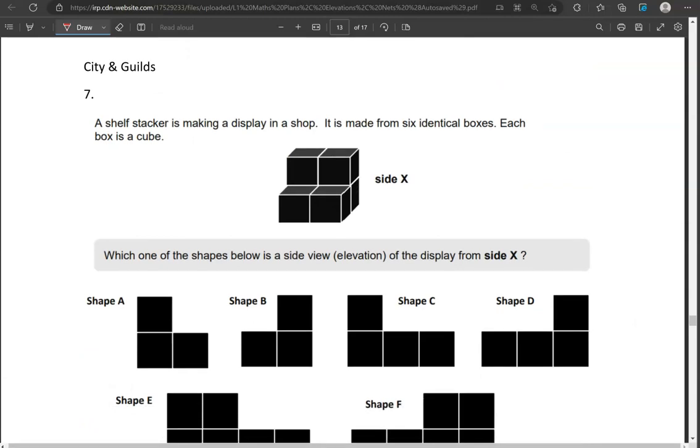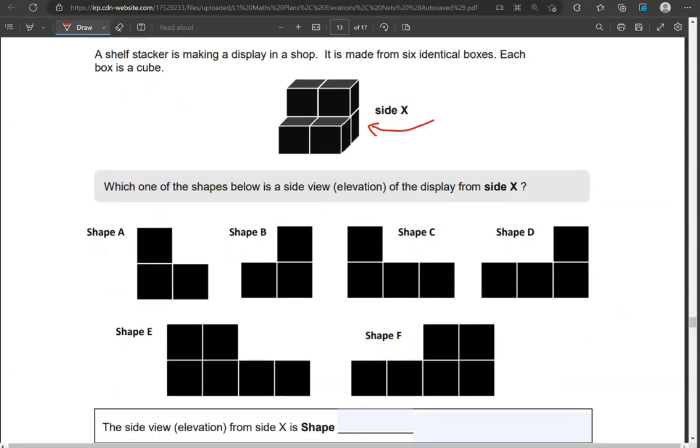A shelf stacker is making a display in a shop. It is made from 6 identical boxes. Each box is a cube. Which one of the shapes below is a side view elevation of the display from side X? So we're looking at the shape from this angle. So what we can see is these 3 faces. And that looks like shape B.